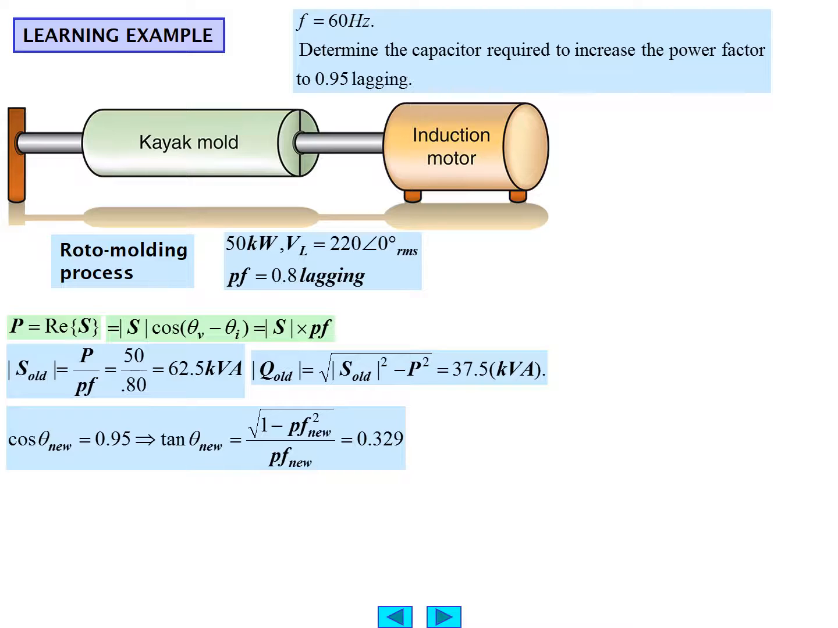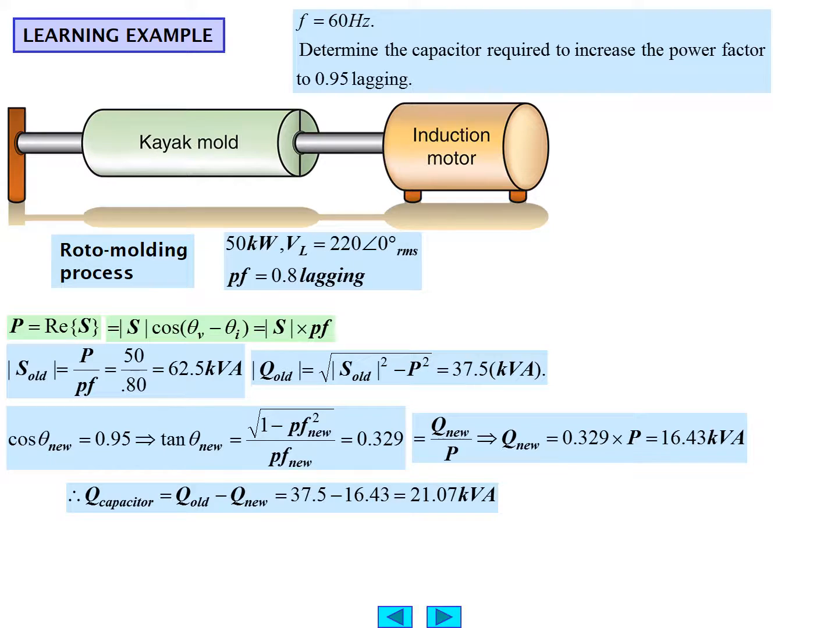29 as the expected tangent of the new angle theta, which is also equal to the complex power representation Q nu divided by the active power P. So therefore Q nu would be 0.329 times P, or if you will, 16.43 kilovolt amperes, an alternative way of calculating that using the expected value of the power factor as an angle.